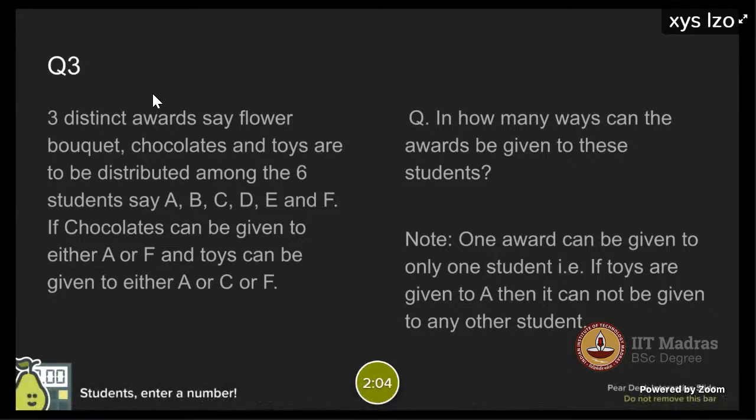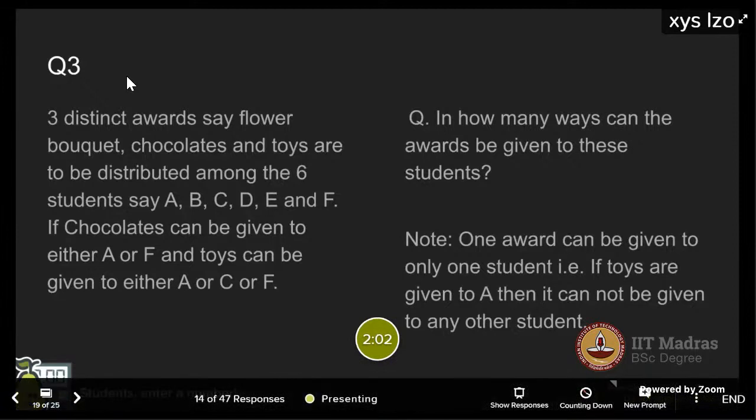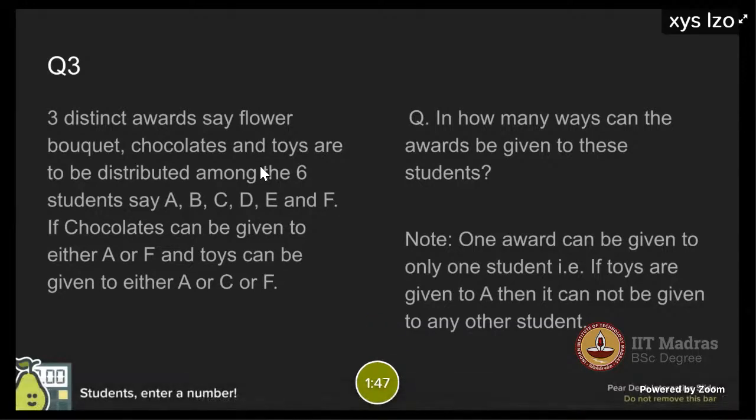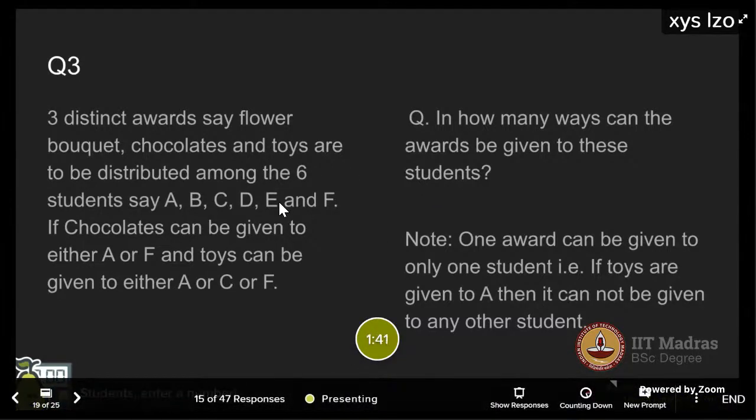Can A, C, F also take a bouquet? Yeah, the bouquet can be given to any of these 6. There is no condition on the bouquet, right? Okay. So B, D, and E, they do not have any condition? They can take all the 3, either one of the 3, as a reward, is it? No, there is no condition on the students. There is a condition on the awards, like chocolates can either go to A or F, not to B, C, D, or E.